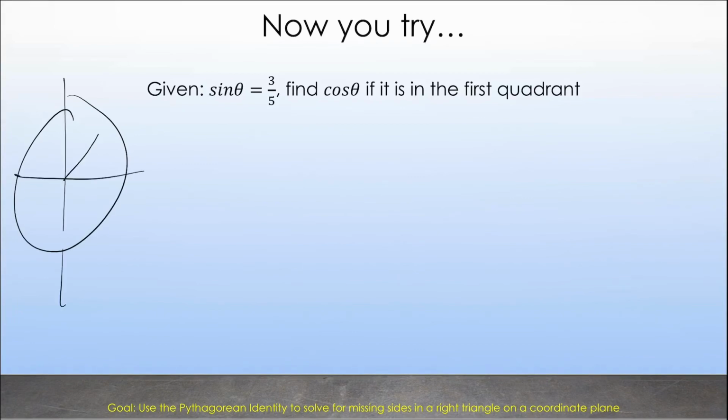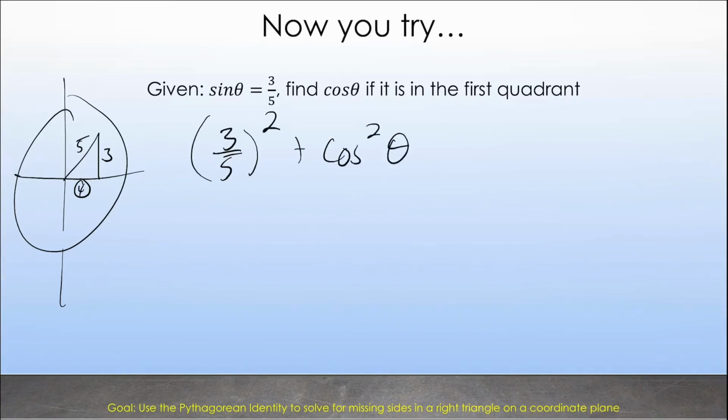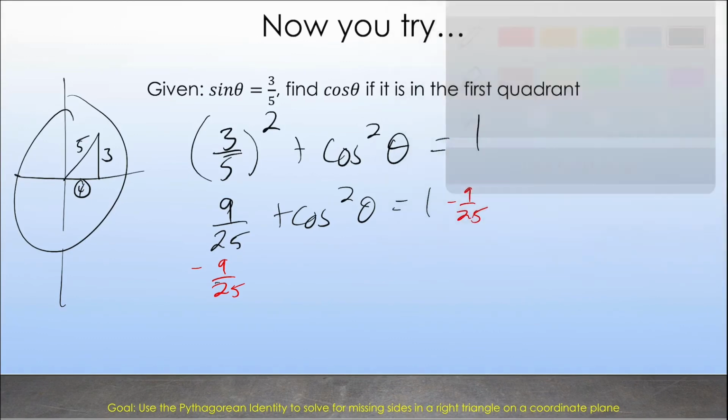Okay, so I know it's going to be over here, and we can probably already guess this is going to be 4, because it's a 3, 4, 5 triangle. But let's practice this skill that we've done. So I'm going to say 3/5 squared plus cosine squared theta equals 1. We get 9 25ths plus cosine squared theta equals 1. We're going to subtract 9 25ths from both sides.